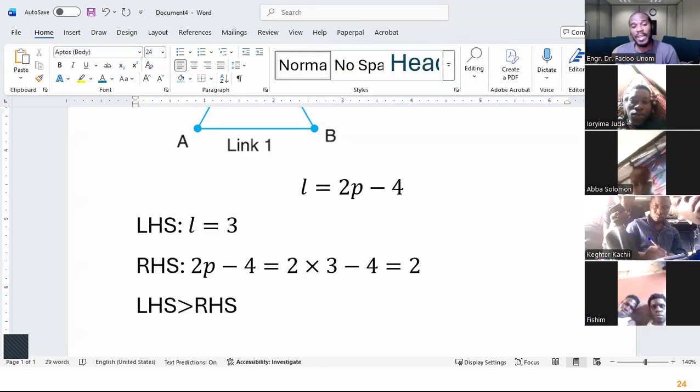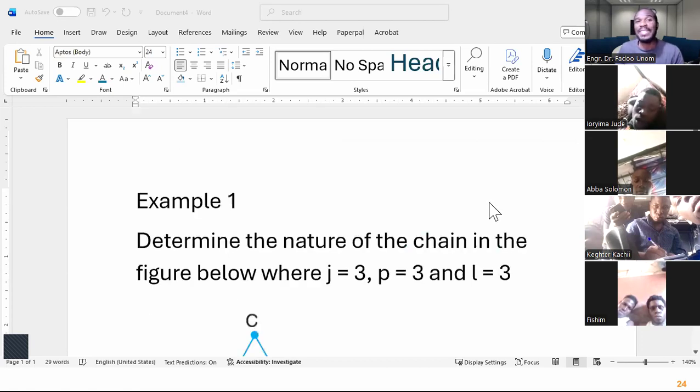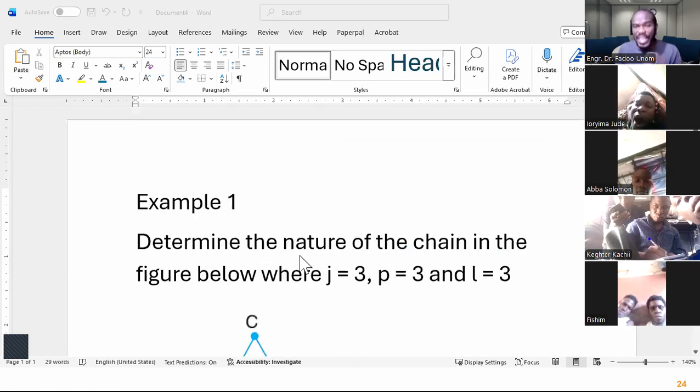The left-hand side is greater than the right-hand side. And we gave a criterion. We said, if the left-hand side is greater than the right-hand side, what kind of chain is that? It is a locked chain. So hence, the question says, determine the nature of the chain in this figure.